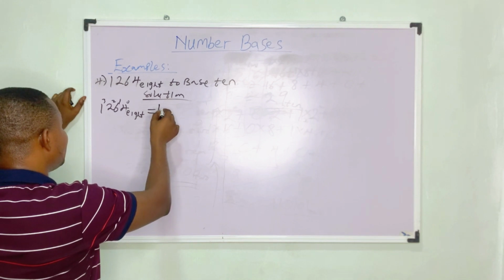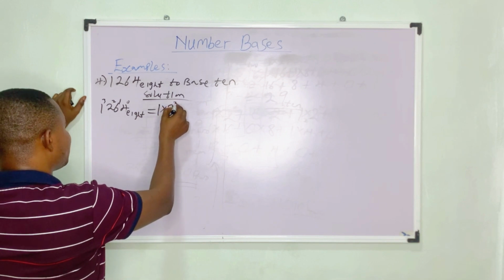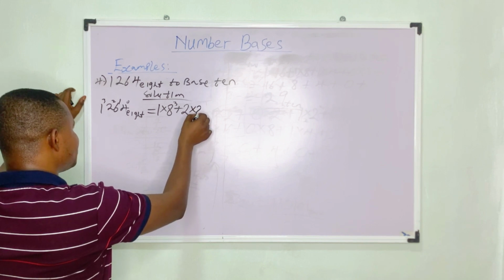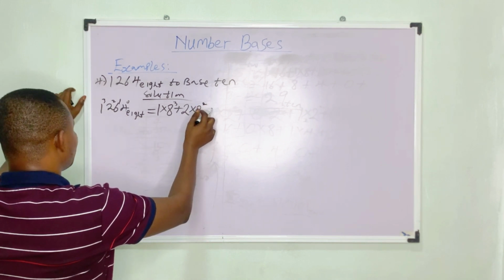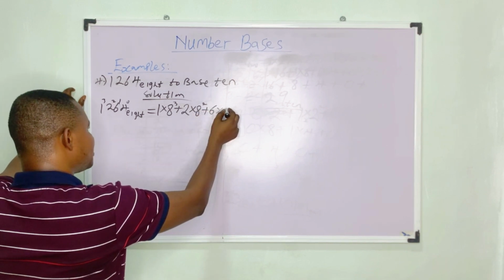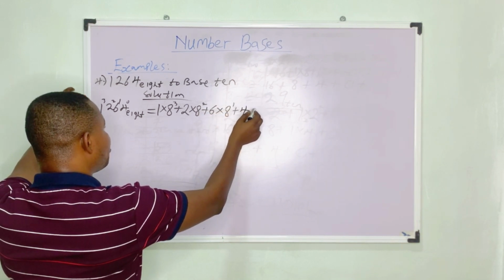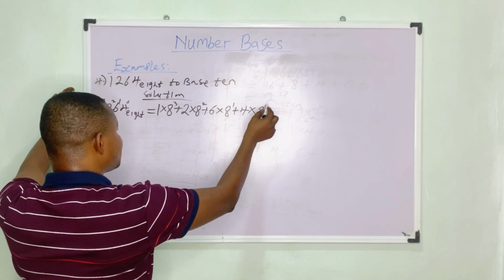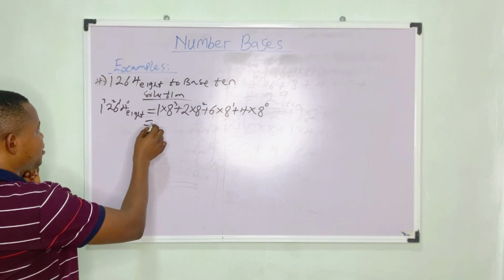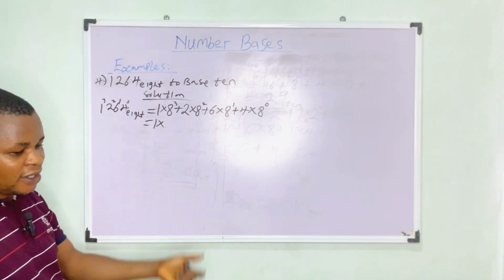Now, in this case, it will be 1 multiplied by, what is the base? 8. Then raised to the power of 3, plus 2 multiplied by the base 8 and raised to the power of 2. Then plus 6 multiplied by the base, which is 8, and raised to the power of 1. Then plus 4 multiplied by 8, which is the base, and raised to the power of 0.